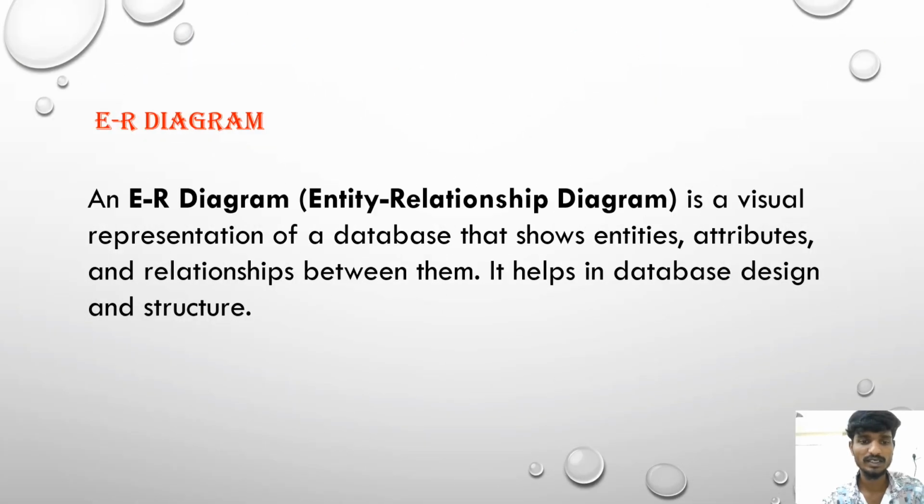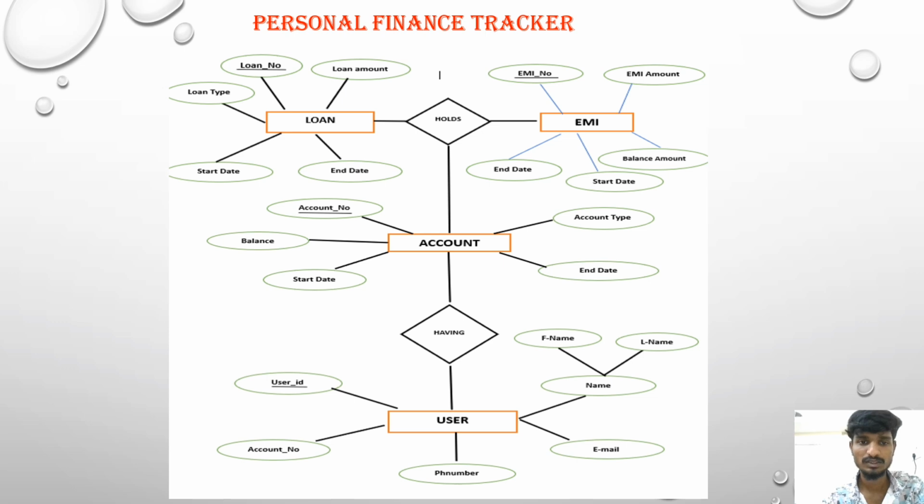ER diagram. An ER diagram is a visual representation of a database that shows entities, attributes, and relationship between them. It helps in database design and structure. This is the ER diagram of my topic. In this ER diagram, I used four entities, that is loan, EMI, account, user.